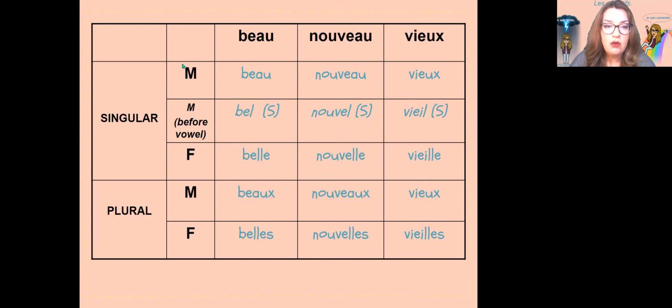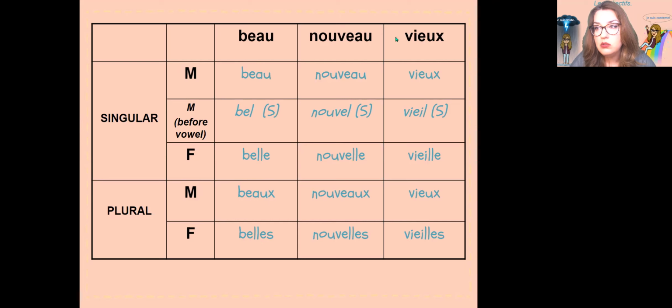So for the masculine singular, we have beau. How does it look in front of a vowel? That is when it's masculine: bel. How does it look when it's feminine? Belle with two L's. What about if it's plural masculine? It's beaux with X. If it's plural feminine, it's belles with S. I will do vieux with you also, and I'll let you do nouveau on your own.